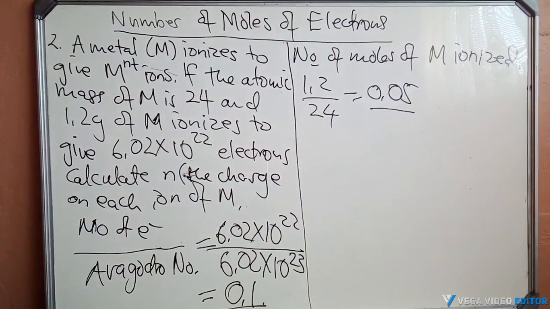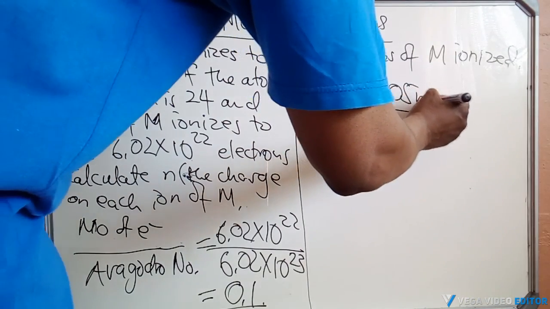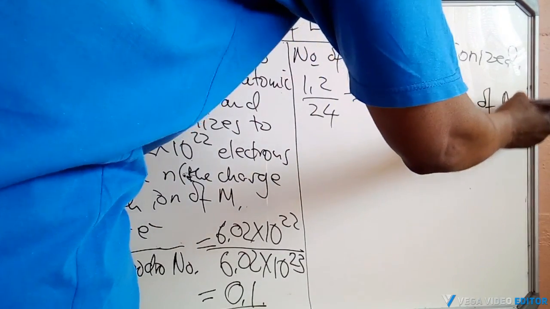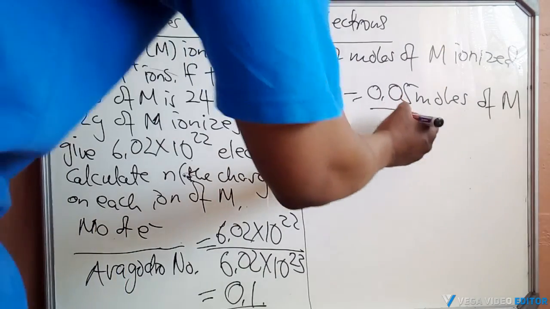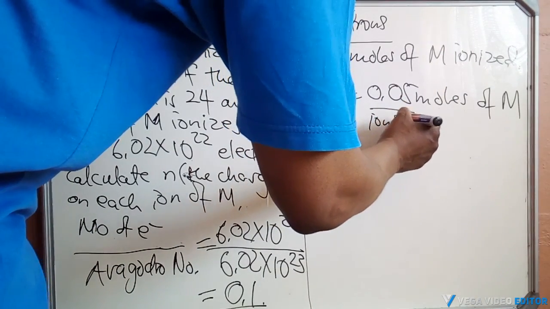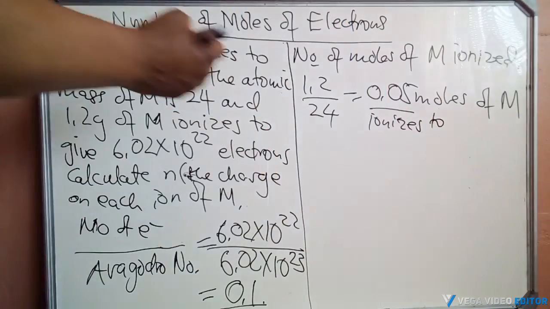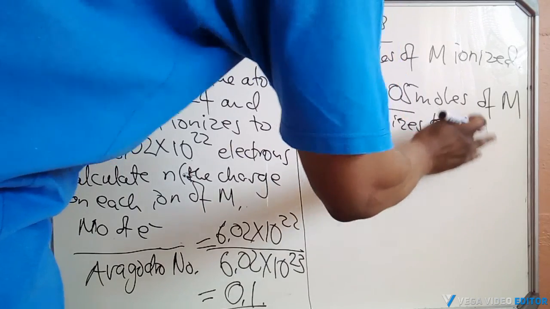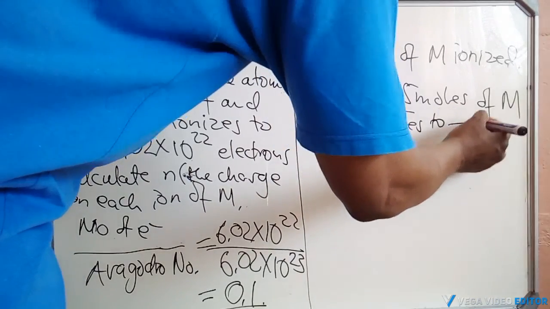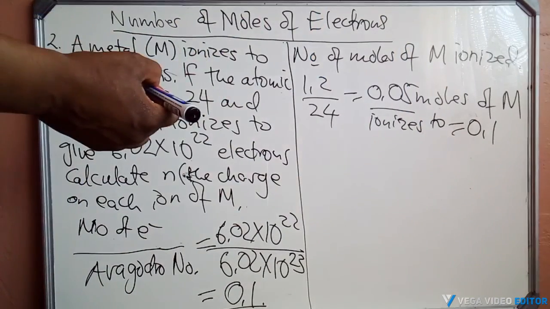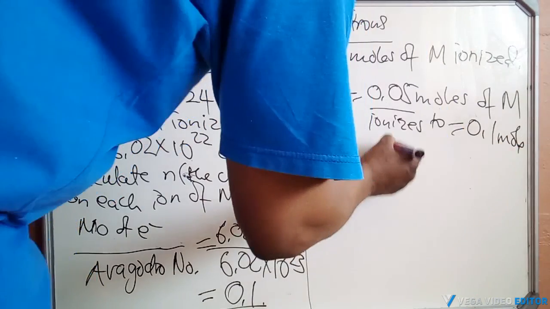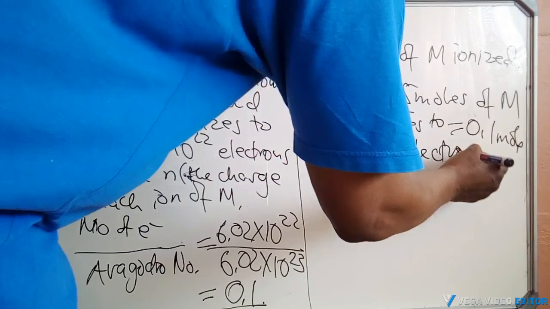So now that we have that 0.05, these are 0.05 moles of M ionized to give 0.1 moles of electrons.